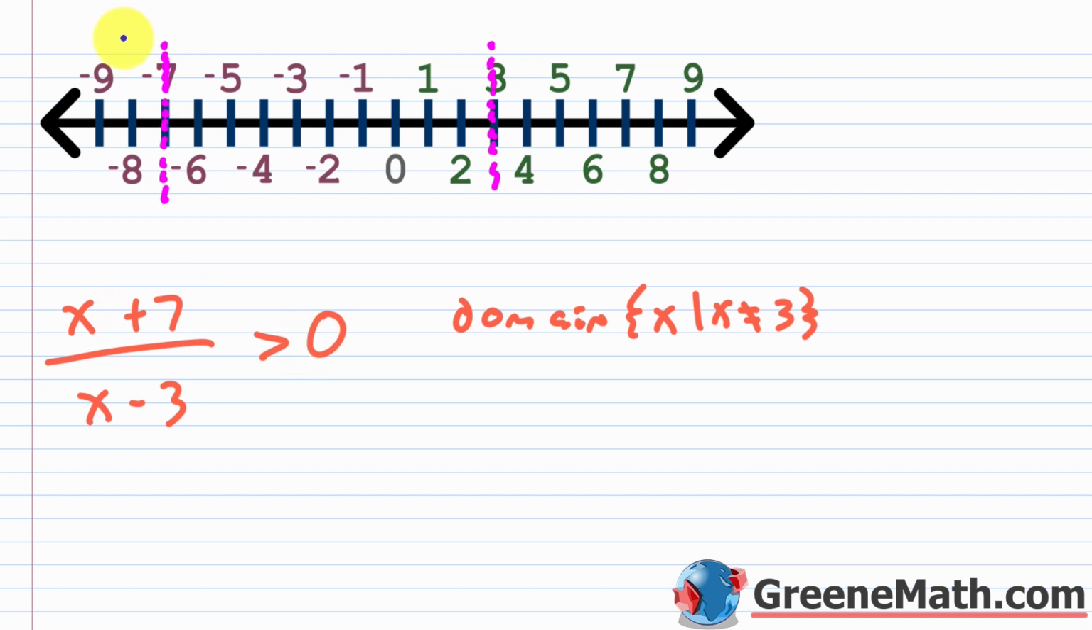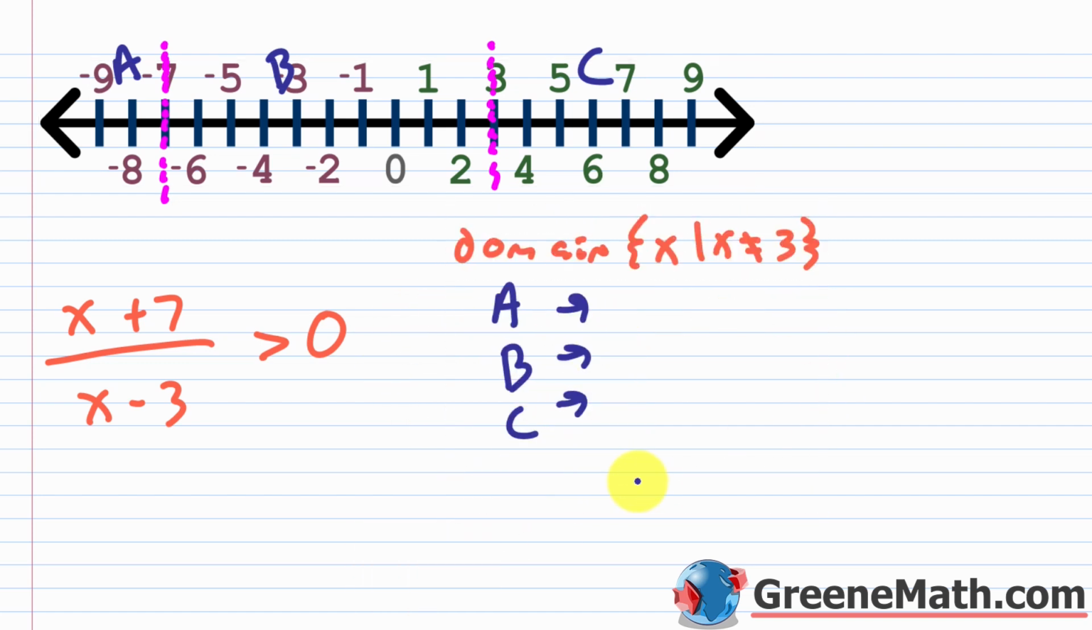So let's set this up as region A, region B, and C. And A is anything less than negative 7. B is between negative 7 and 3. And C is greater than 3. So let's say that we have A, B, and C here. And let's just test inside of each. I'll drag this up a little bit.